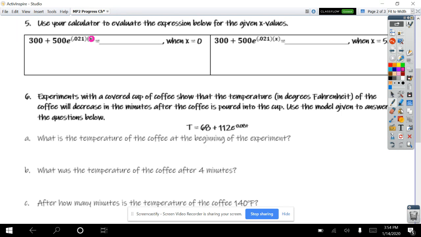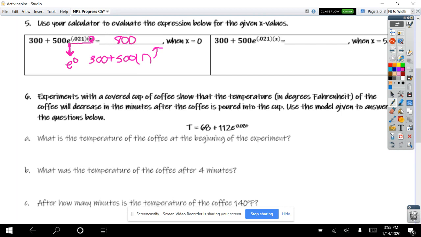And now this one, you really don't need a calculator. Right here, this exponent 0.021 times 0, that's just going to be 0. So we end up getting e to the 0 power right here. Now e to the 0 power, or anything to the 0 power, is equal to 1. So we really just end up with 500 times 1 plus 300.